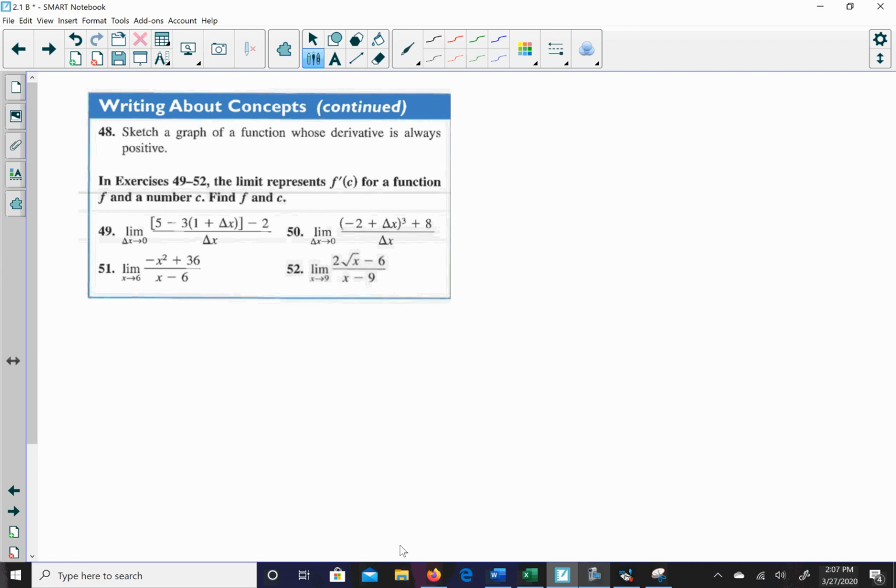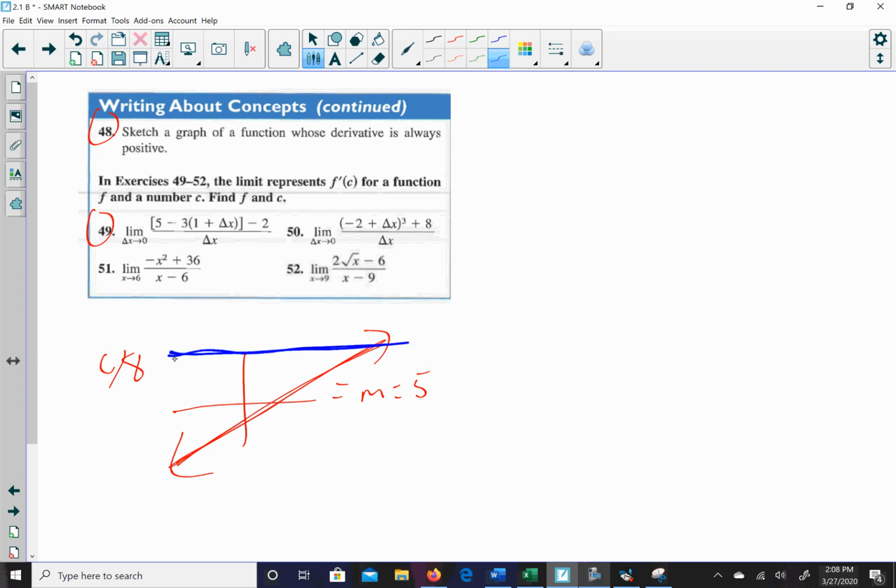It says sketch the graph of a function given its derivative. I'm going to do 48 and 49 of these two. I forgot to tell you that, but that's what I'm doing. 48, sketch the graph of a function whose derivative is always positive. So in order to do that, I have to graph a function that's always increasing. So it could be something like this. That would work for 48, because let's say the slope of this line was like 5. Then my derivative, sketching my derivative in blue, would be 5, which is always positive.